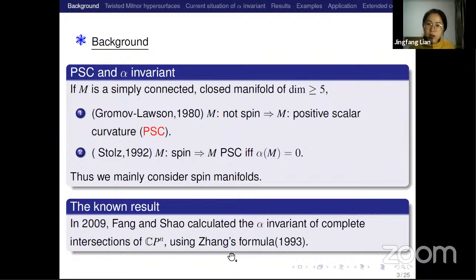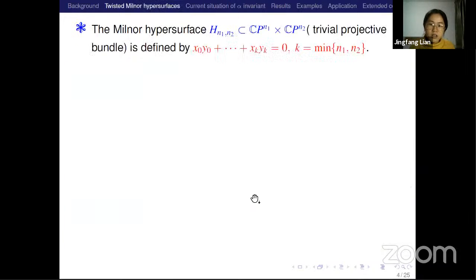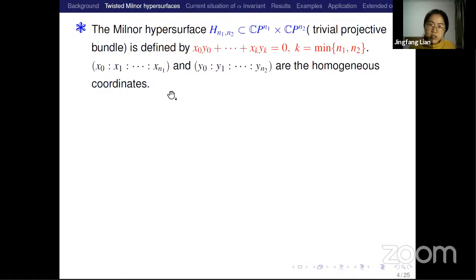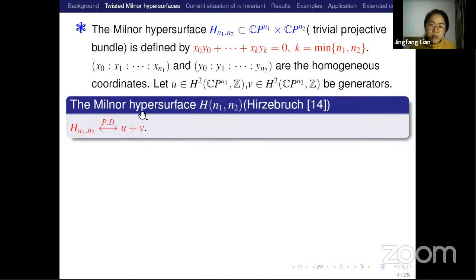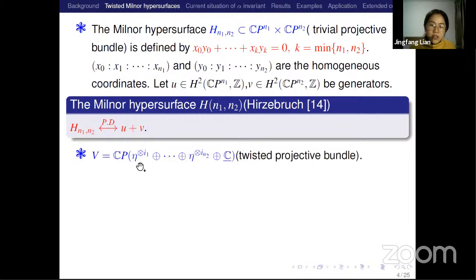Before discussing more about the alpha invariant, let's look at the twisted Milnor hypersurface. Before that, let's recall the Milnor hypersurface. The Milnor hypersurface is a submanifold of CP^N1 times CP^N2, which is a trivial projective bundle. More exactly, it is defined by an equation where the x_k and y_k are all homogeneous coordinates. And if we let u and v be the two generators, then the Milnor hypersurface is just the Poincare dual to u plus v.